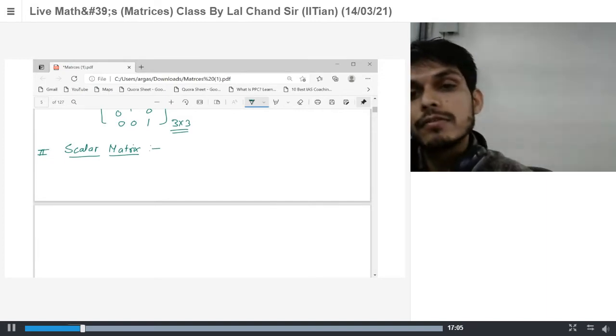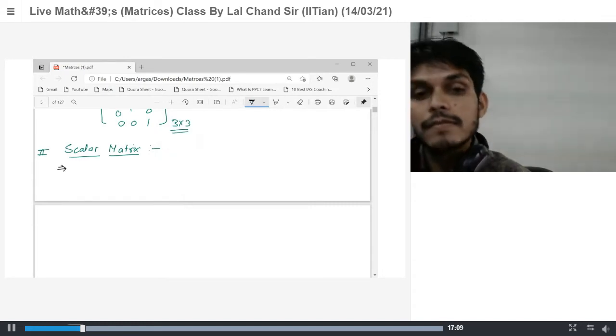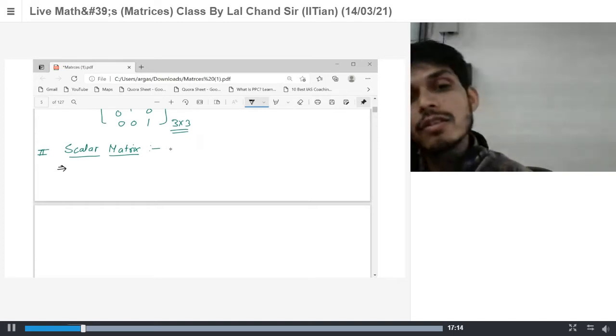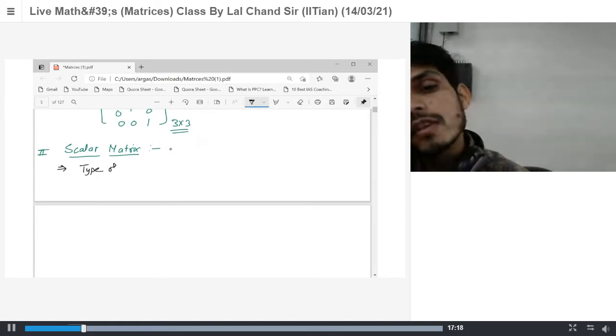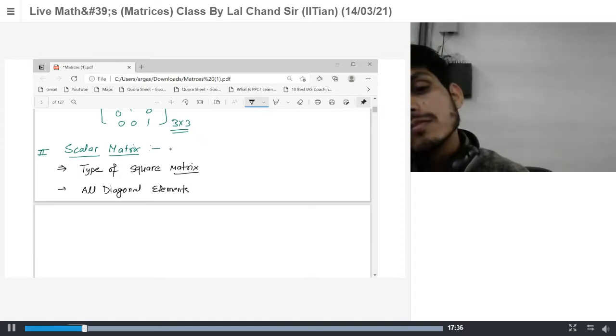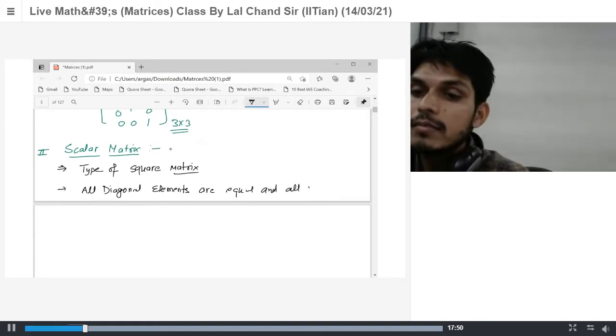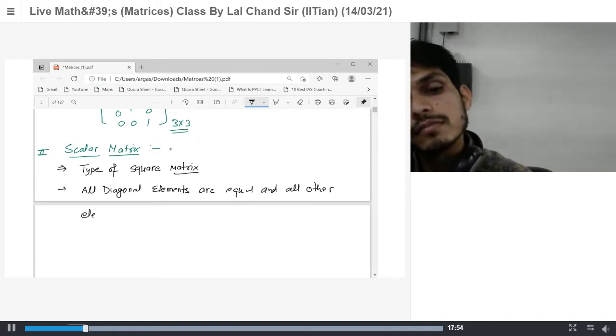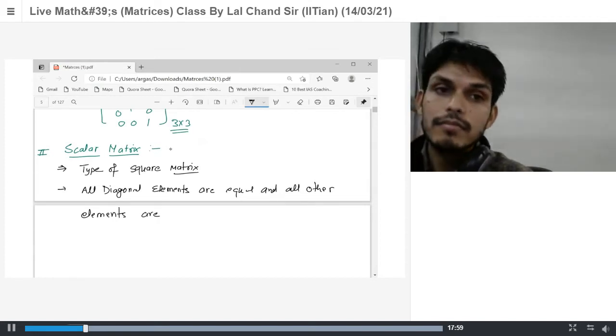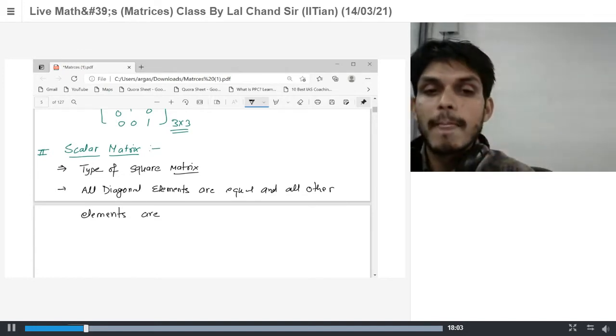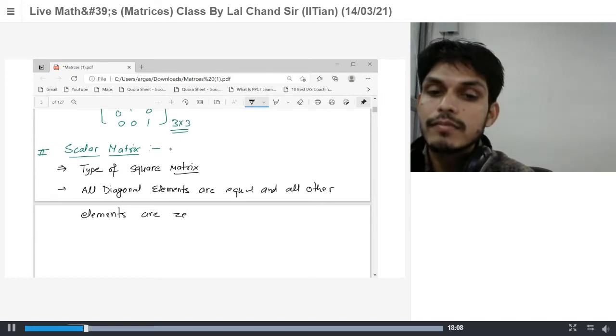This is also a type of square matrix, in which all diagonal elements are equal, but all other elements are 0.